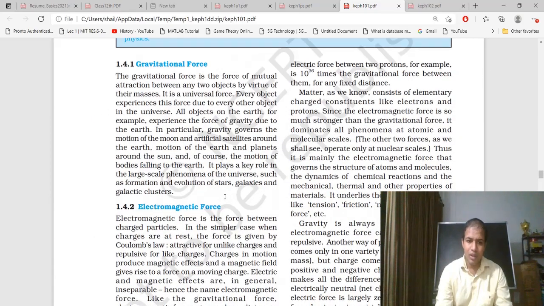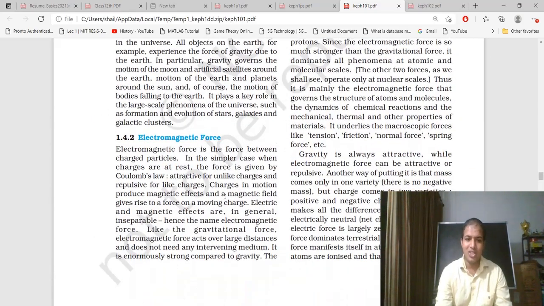I will read just the electromagnetic force, and after that we will stop. Electromagnetic force is a force between charged particles. In the simpler case, when the charges are at rest, the force is given by Coulomb's law: attractive for unlike charges and repulsive for like charges. Charges in motion produce magnetic effects, and magnetic fields give rise to a force on a moving charge. Electric and magnetic effects are in general inseparable, hence the name electromagnetic force.